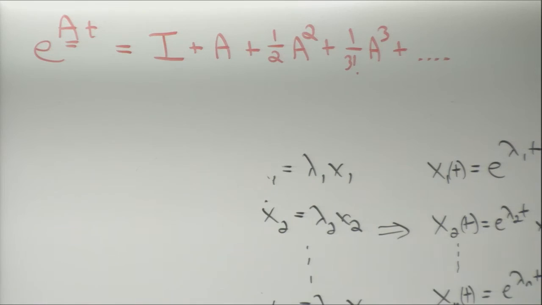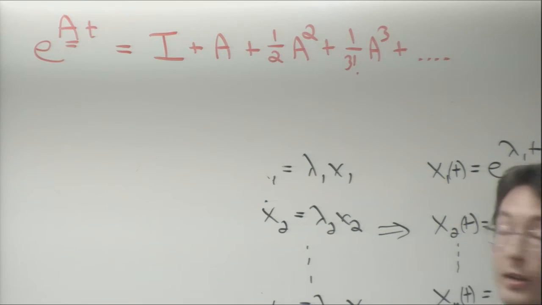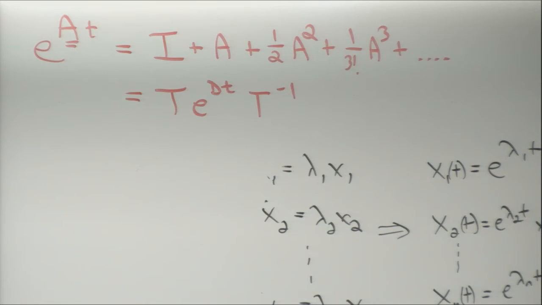And using this property that A squared and A cubed and A to the n is really, really simple when you diagonalize it, you should be able to get a really, really simple expression for e to the At, which is something like T e to the diagonal t times matrix T inverse. Okay, so I want you to work this out before next lecture.